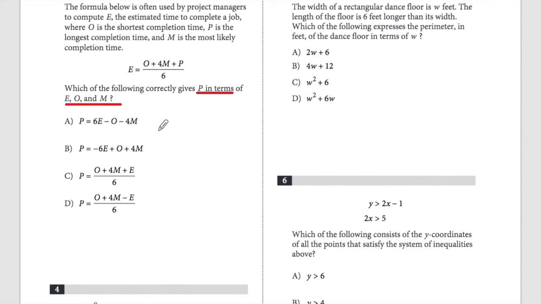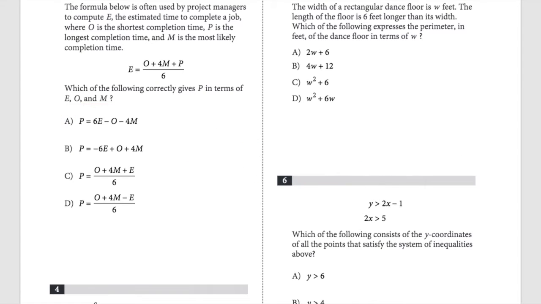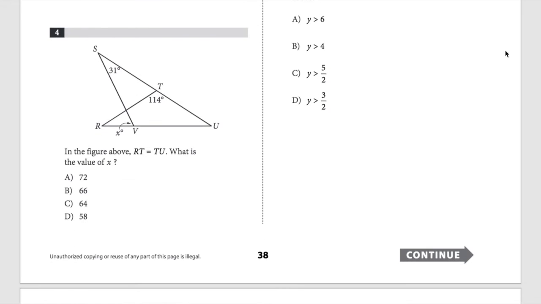So first I'm going to get rid of the denominator by multiplying by 6 on both sides. So it's 6E equals O plus 4M plus P, but we're not done. We want to get P by itself, and this is actually pretty easy. You're just going to subtract O, and you can also subtract 4M from both sides, and that equals P. So our answer would be A. P equals 6E minus O minus 4M. Alright, now let's do this one.